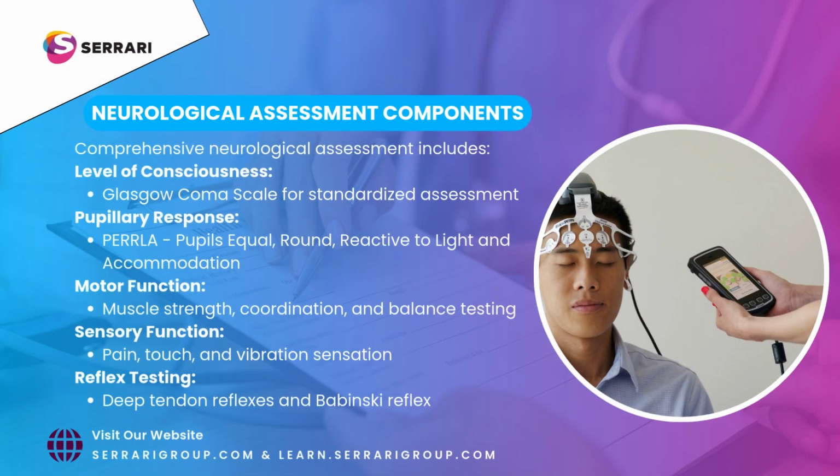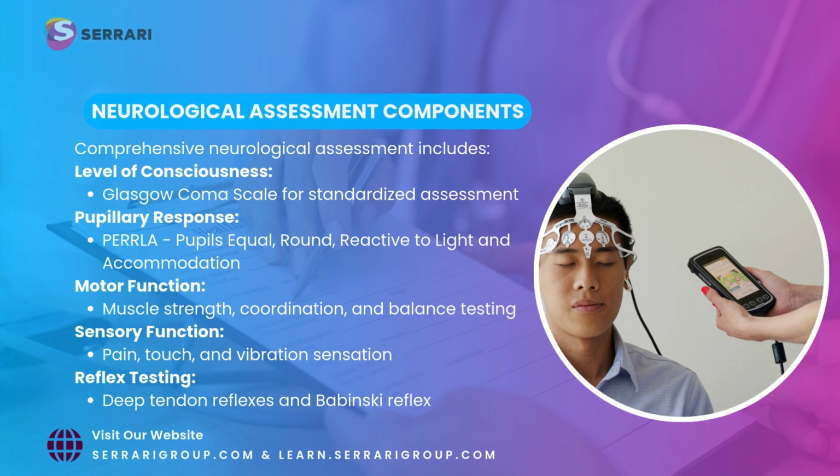Neurological assessment components. Comprehensive neurological assessment includes level of consciousness, Glasgow Coma Scale for standardized assessment, pupillary response, PERRLA: pupils equal, round, reactive to light and accommodation. Motor function: muscle strength, coordination, and balance testing. Sensory function: pain, touch, and vibration sensation. Reflex testing: deep tendon reflexes and Babinski reflex.